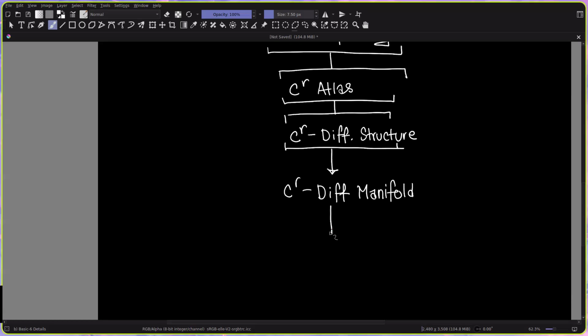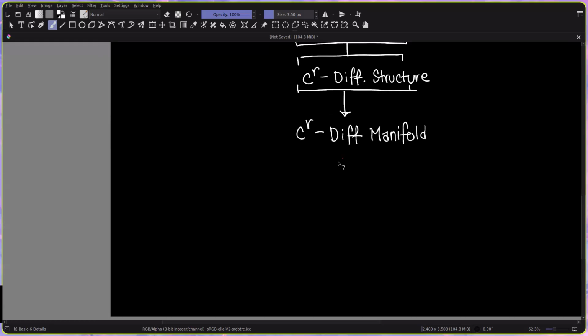So that's basically what we did so far. And if we set r to infinity, we get a smooth manifold, and that's where we ended off last time. So that means that infinitely differentiable functions on some chart will be infinitely differentiable no matter where you go, and that consistency will be there. So we have smooth manifolds.